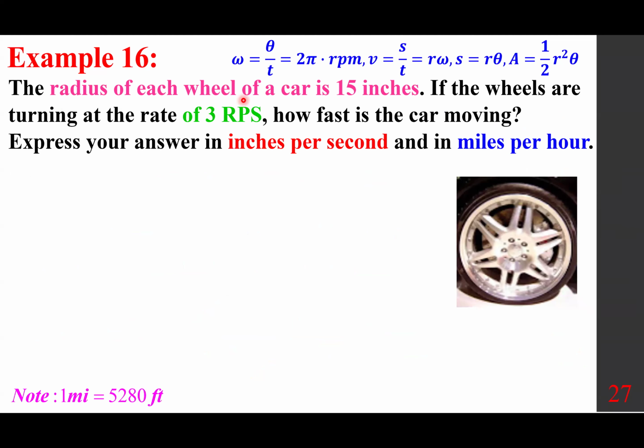Now, the radius of each wheel of a car is 15 inches. If the wheels are turning at a rate of 3 RPS, revolutions per second, how fast is the car moving? And they want it in inches per second and miles per hour. So first and foremost, what is given? R is 15. Omega is 3 RPS. Linear velocity V is missing in action.